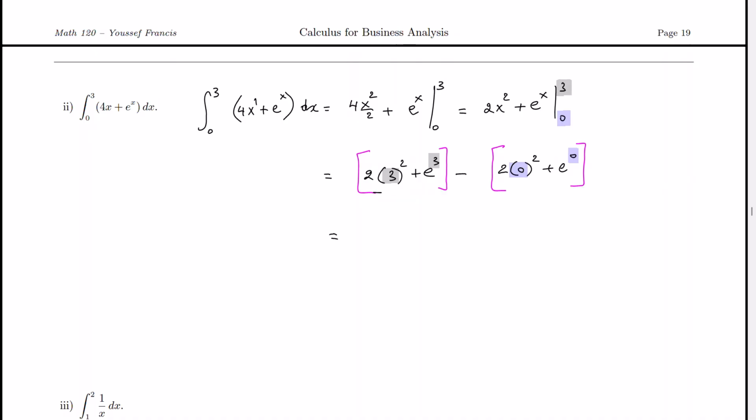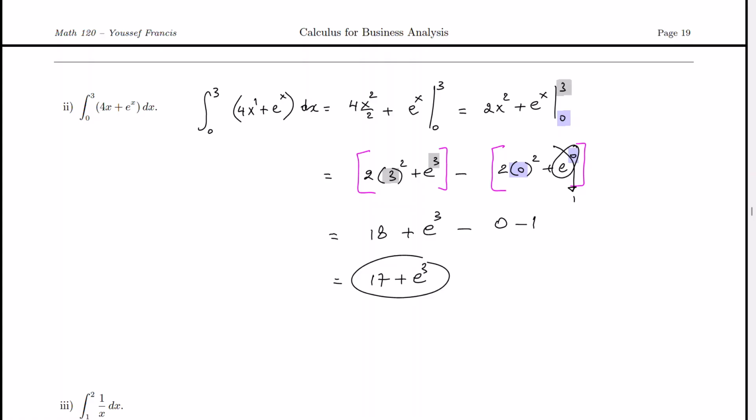All right, anyway, now it's just a matter of multiplying, adding, subtracting a few things. So 3 squared is 9, 9 times 2 is 18. E cubed is some random number, I don't care. And 2 times 0 is going to be 0, so I'm going to put 0 there. And e to the 0 is really equal to 1. So this whole thing is just 1, but there's a minus in front of it, so I need to put a negative 1 at the end. So my final answer is going to be 17 plus e cubed, and that's the solution there.